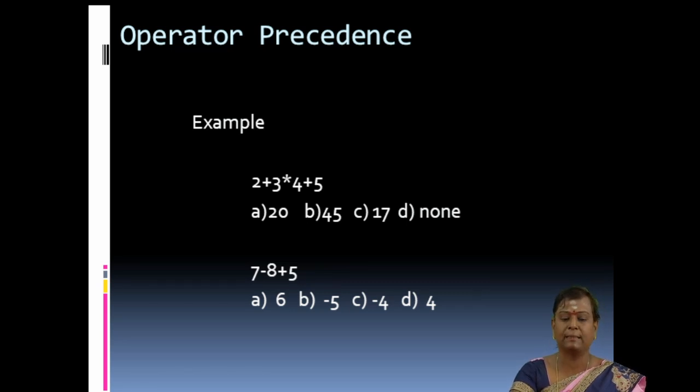2 plus 3 star 4 plus 5. See, here multiplication has the first precedence. So first 3 star 4 will be multiplied and only then will the plus operation be performed. And the same for minus 8 plus 5. Plus and minus have equal precedence. So 7 minus 8 will be minus 1. Minus 1 plus 5 will be 4. In this order the execution will be done.